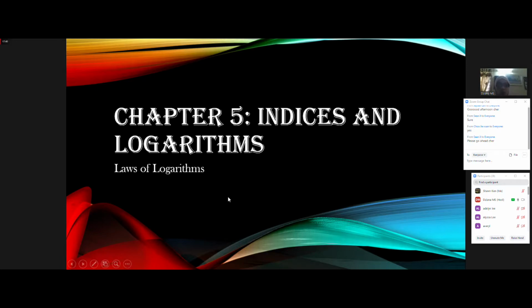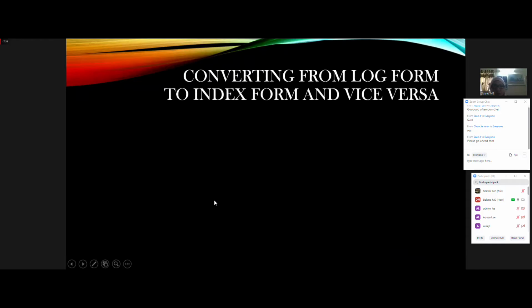Same chapter, but now laws of logarithm. Okay, I really have to start the log from the beginning. I'm scared some of you might forget the log. First of all, when you have a log, you must know how to convert from log form to index form and vice versa. So this is what we call log: log with base a, m equals to n. You must know the base is always positive.